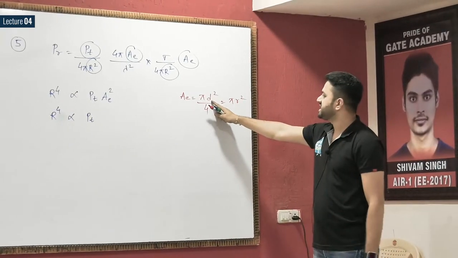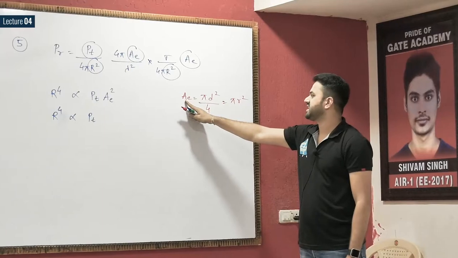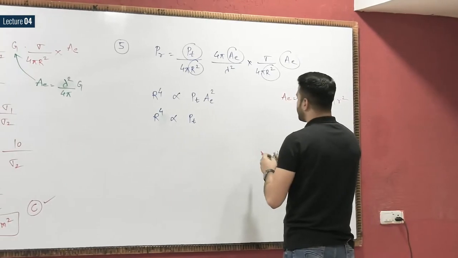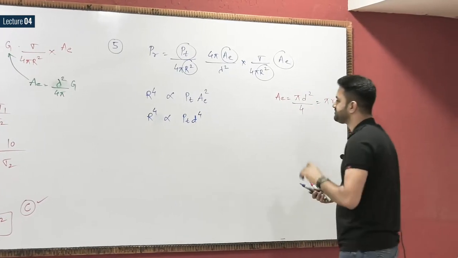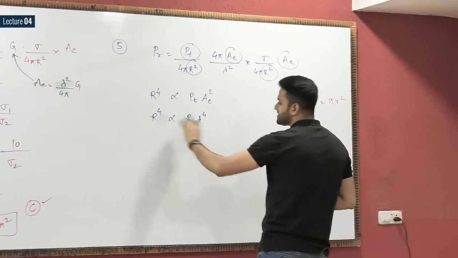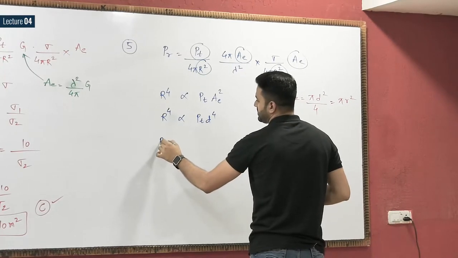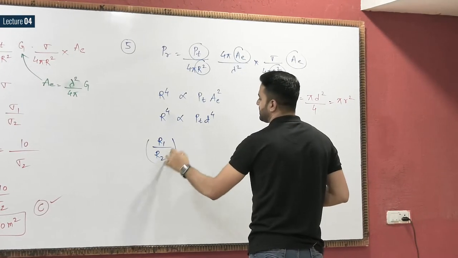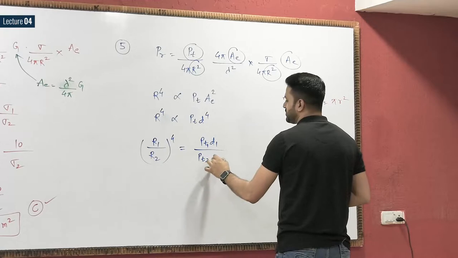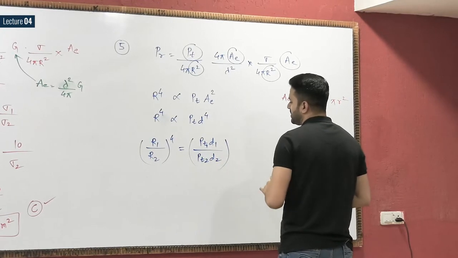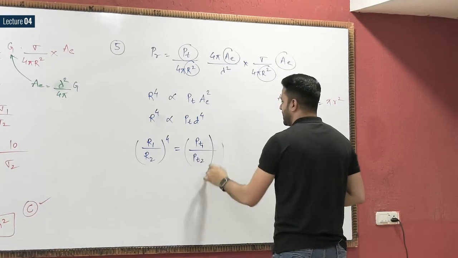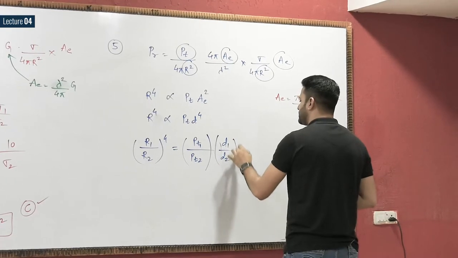So if you are writing in terms of diameter, you can see that the effective aperture area is directly proportional to the square of the diameter. So that means it would be power 4 of the diameter, because when you square it, you will get d to the power 4. Now we have R1 by R2 whole to the power 4 is equal to PT1 divided by PT2 and D1 upon D2 whole to the power 4.